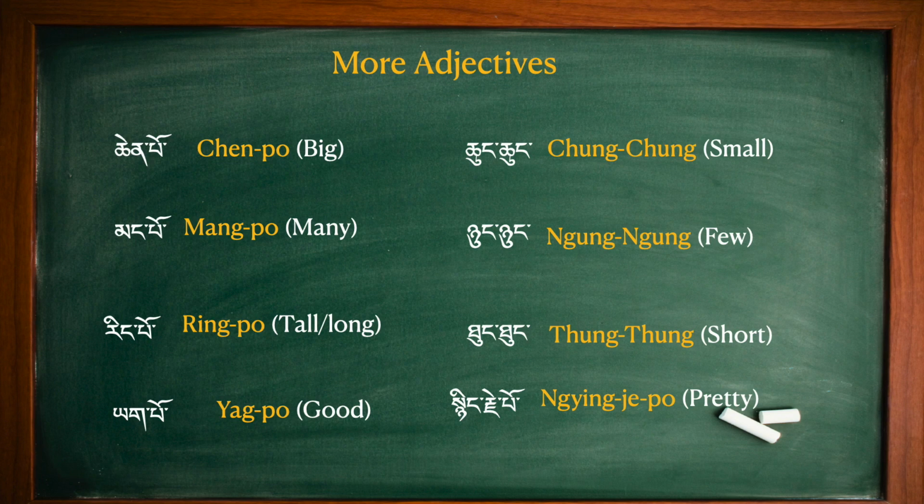Tall or long in Tibetan is ringpo. Tall boy would be pu ringpo. Tall tree is shingdong ringpo. Short in Tibetan is tung tung. As we have covered earlier, tung in itself means short. But it is without the articles or the repeated version of itself.